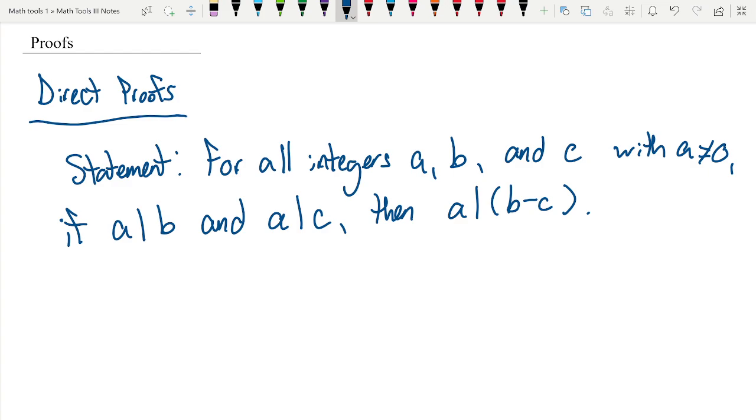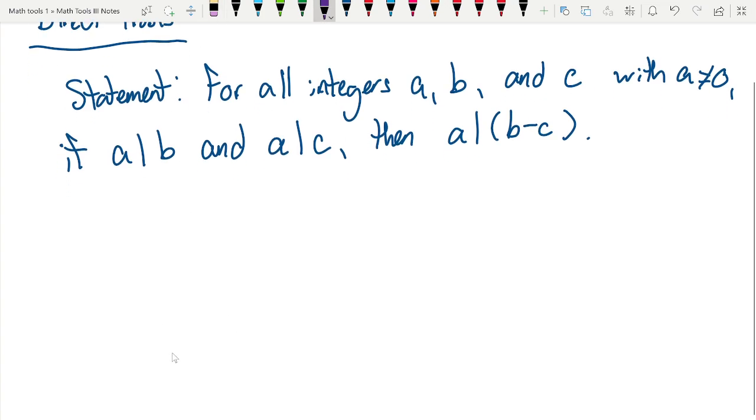Now, when you first look at this, you might not even know where to begin. But we want to begin with what we're given, which is what's in our if statement here, that a divides b and a divides c. So let's just take that as it is, and see what we can come up with based on that, and see if we can start leading towards something that looks like this. Okay, so the proof here.